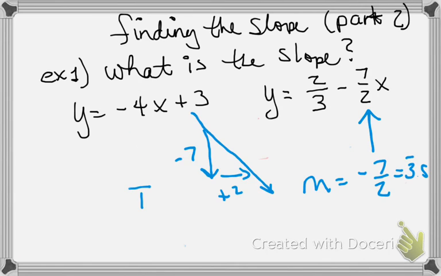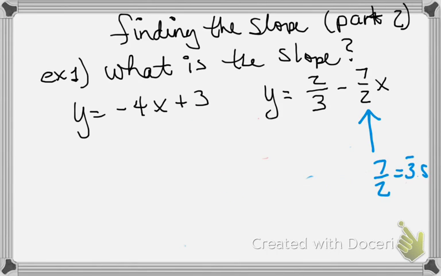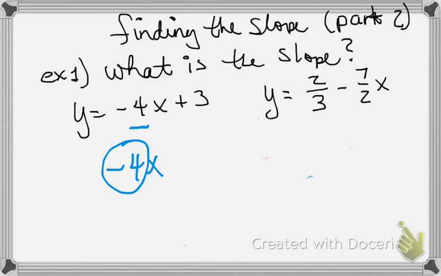The other numbers that we didn't mention, the 3 and the 2/3, those are the y-intercepts. Remember, that's where it crosses the y-axis. But we're only concerned about the slope in this video. So our slope is always here. If someone asks you to find a slope, the slope is not -4x. It's only the number that is the slope, not the variable. A lot of kids will say -4x.